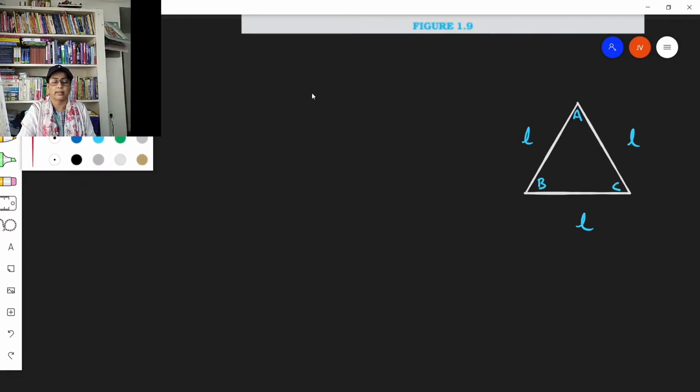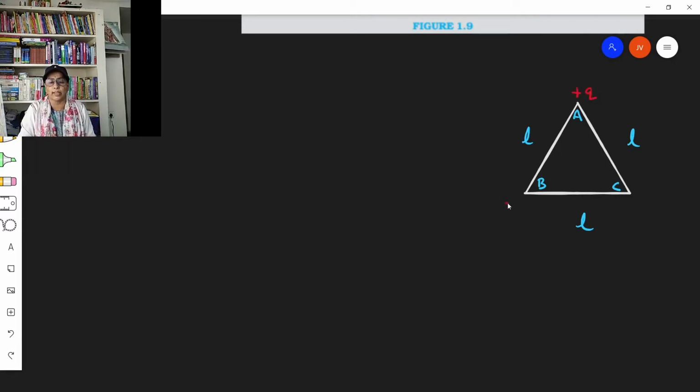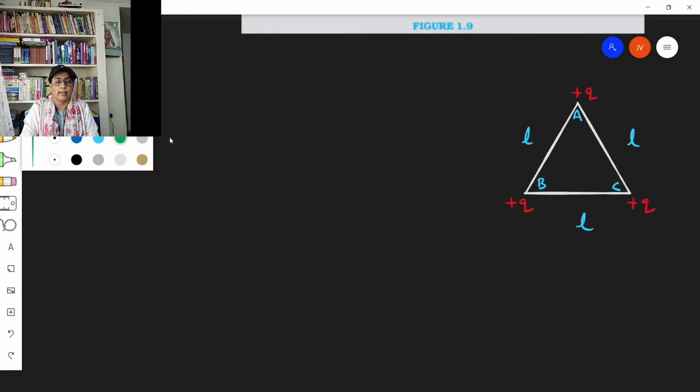So we are given an equilateral triangle of side L units. At the vertices ABC, there are three electric charges of same kind. So let all these three be plus Q, 3 point charges of plus Q, polarity and magnitude. We are supposed to find the net force on the charge which is placed at the centroid.